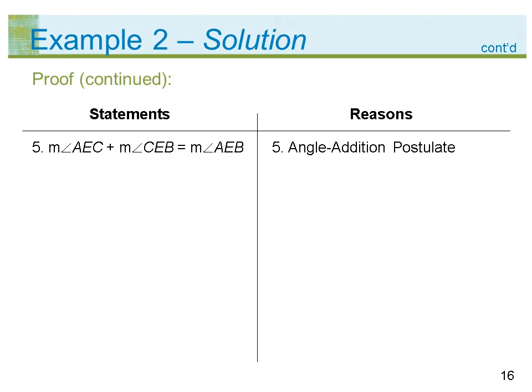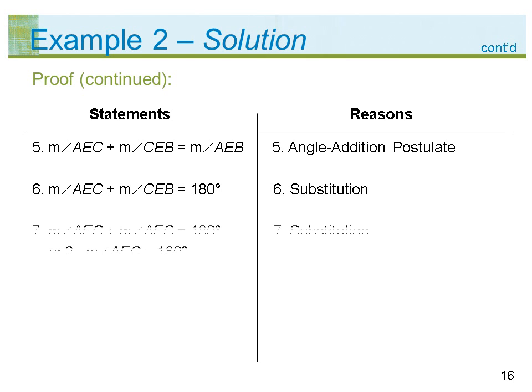Number 5. The measure of angle AEC plus the measure of angle CEB equals the measure of angle AEB. Reason: Angle addition postulate. Number 6. The measure of angle AEC plus the measure of angle CEB equals 180 degrees. Reason: Substitution. Number 7. The measure of angle AEC plus the measure of angle AEC equals 180 degrees, or 2 times the measure of angle AEC equals 180 degrees.